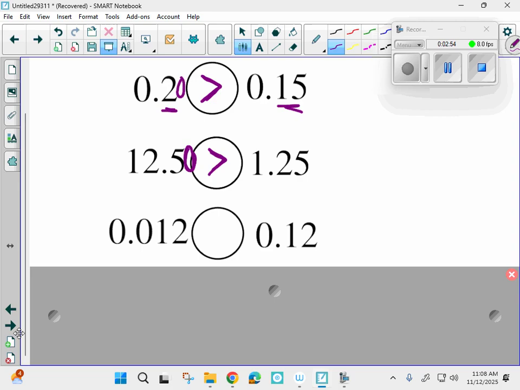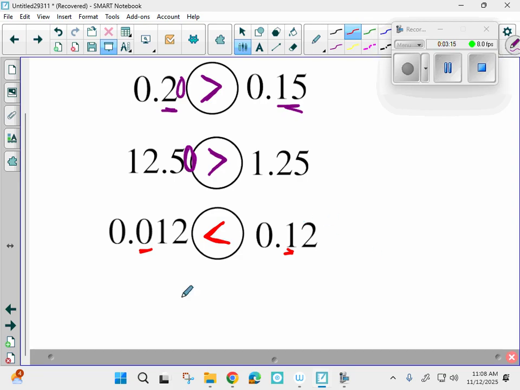All right, then I have 0.012 and 0.12. All right, so you want to look at the first decimal place, right? And which one is bigger, the one on the left or the right? The one on the right is definitely bigger. Okay, this one is less than this one because this is 12 thousandths and this is 12 hundredths if you thought of them as fractions. Okay.